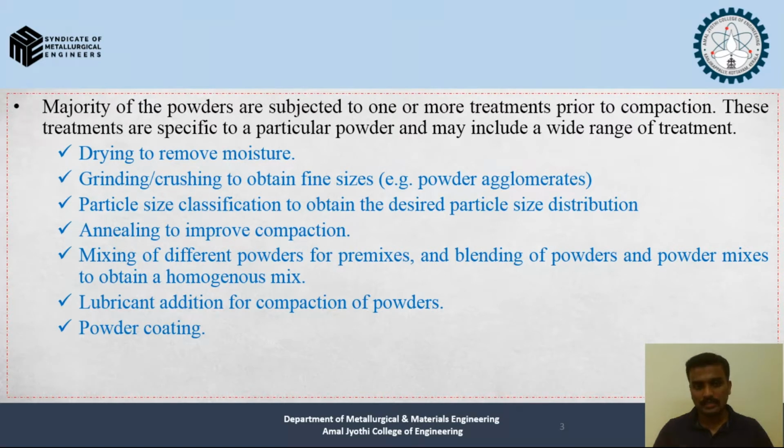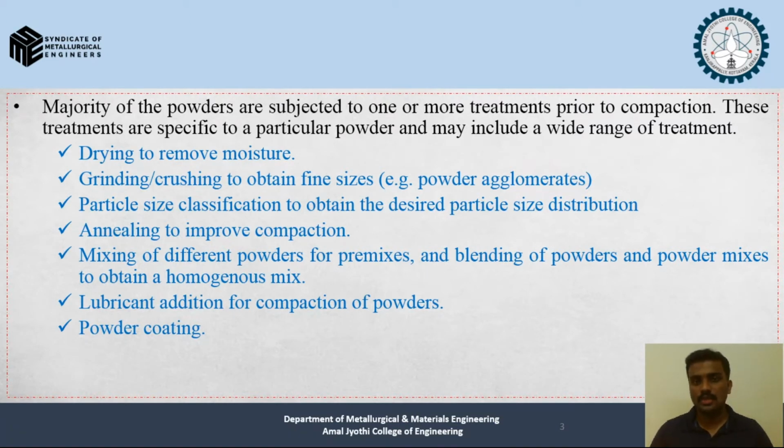They are listed as follows: drying to remove moisture, as we saw in the previous example, and next grinding and crushing to obtain the final structure. We know that the powder should not form agglomerates. We don't want the powder to be coarser in structure, so we have to break the coarser lumps into finer bits. Then particle size classification to obtain the desired particle size distribution, annealing to improve compaction, mixing of different powders for pre-mixes, and blending of the powder and powder mixes to obtain a homogeneous mix.